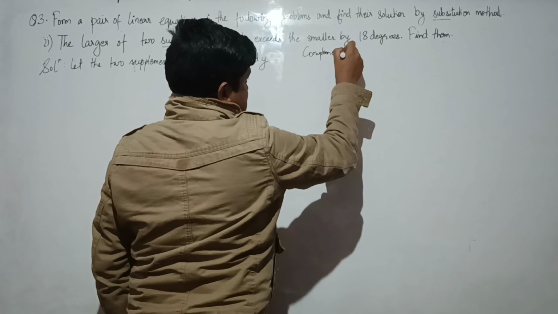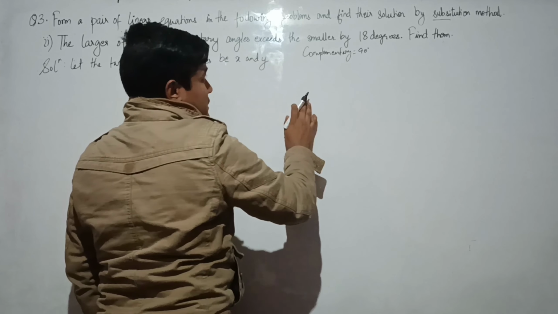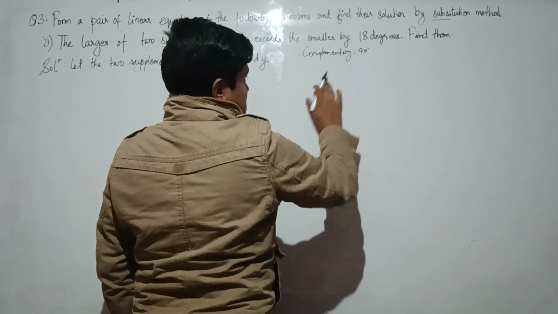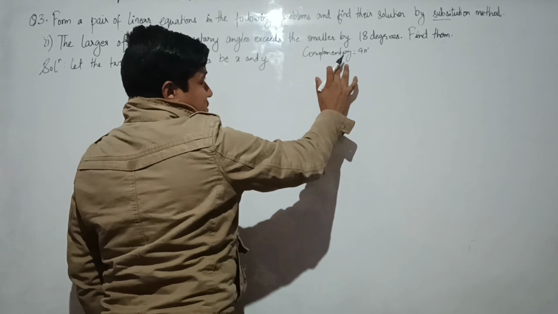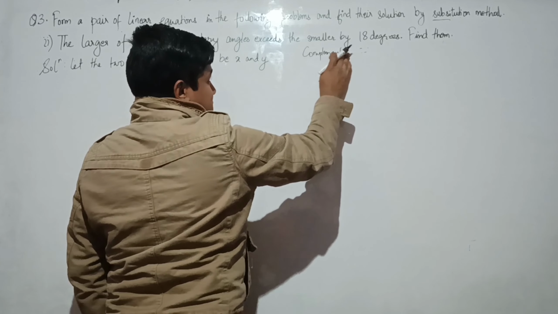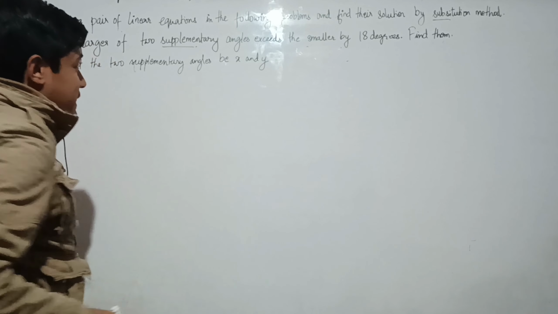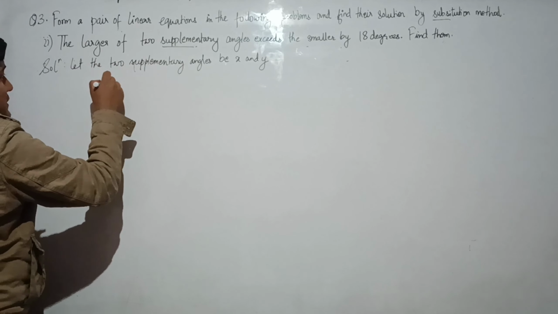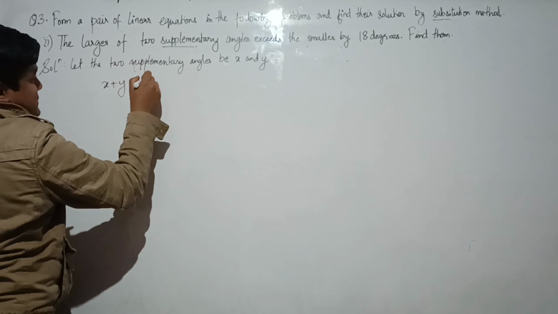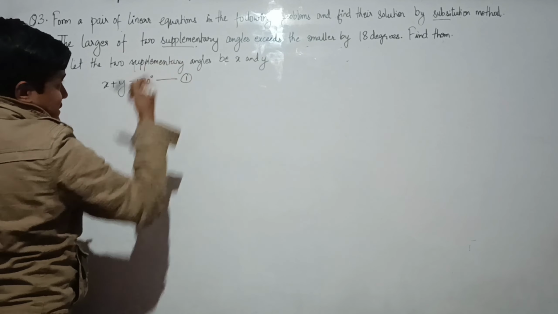Supplementary and complementary. Complementary भनेको चाहिँ दुईटा एंगल जोड्दाखेरि 90 डिग्री हुने, सप्लिमेन्टरी भनेको चाहिँ दुईटा एंगल हुँदाखेरि 180 डिग्री हुने. So you keep in mind that complementary means दुईटा एंगल जोड्दा 90 डिग्री हुने. So let the two supplementary angles be x and y. So then x plus y equals 180 degrees, equation 1.